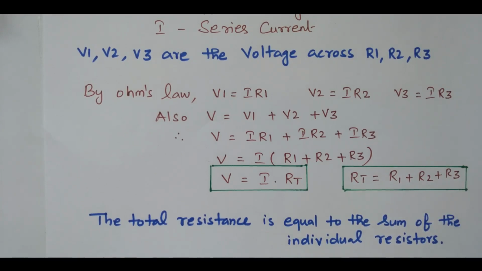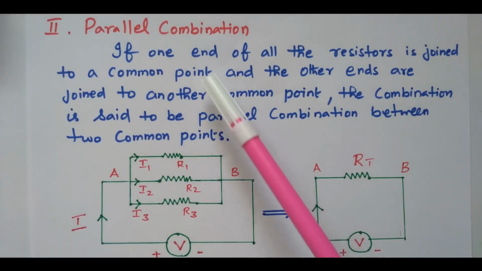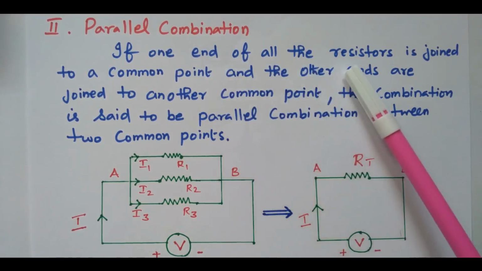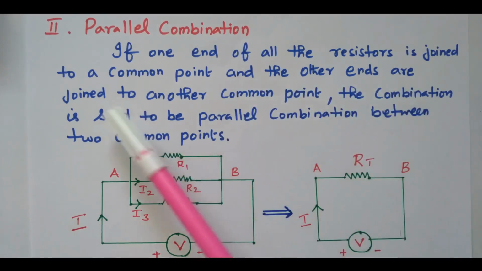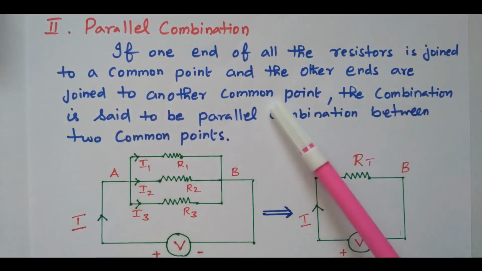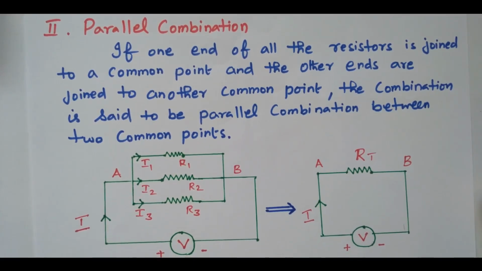Now we'll go to the parallel combination. What is a parallel combination? If one end of all the resistors is joined to a common point and the other ends are joined to another common point, then the combination is said to be a parallel combination between the two common points.